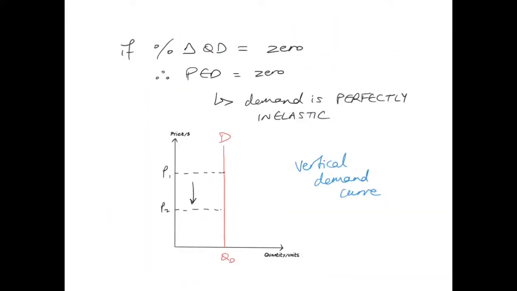However, there are also some hypothetical cases that we also need to look at. So if the percentage change in quantity demanded is 0, PED, when you do the calculation, will turn out to be 0. In this case, we say that demand is perfectly inelastic. Quantity demanded is fixed. It doesn't respond at all to changes in price. So as you can see here, when price fell from P1 to P2, it's the same quantity demanded. The demand curve is a vertical demand curve when demand is perfectly inelastic.